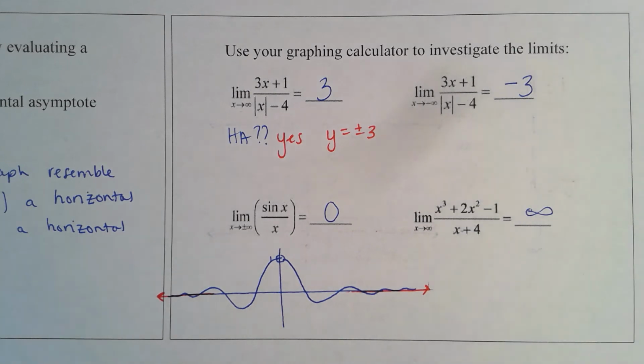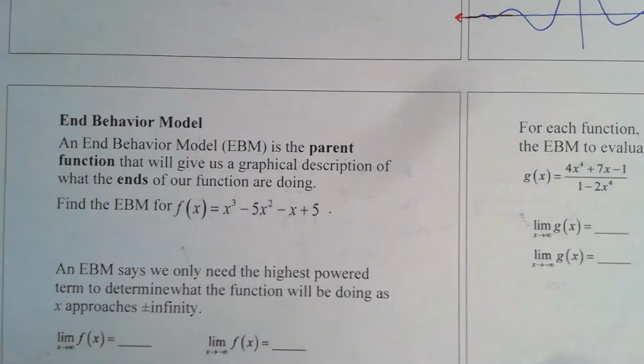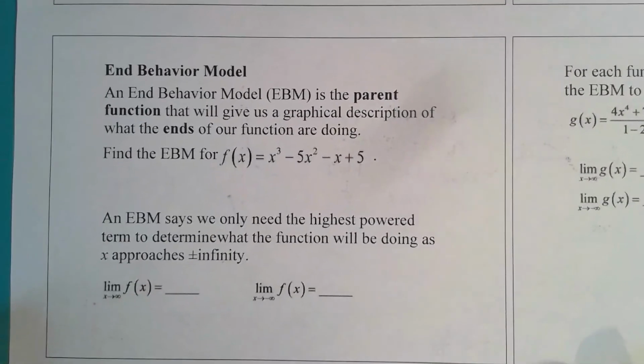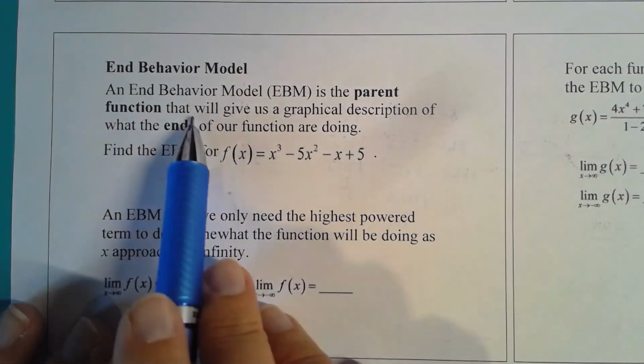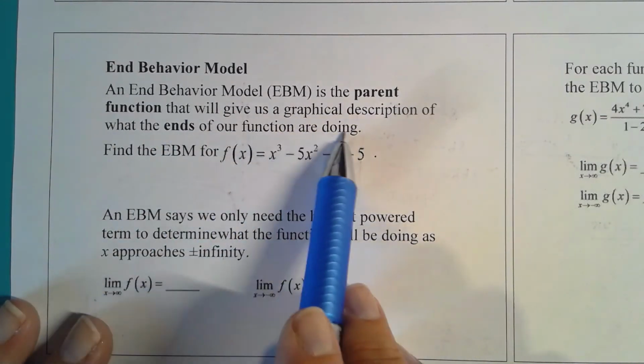All right, let's finish up. So let's finish up by talking about what we call an end behavior model. You've not called them end behavior models before, but you know exactly what this is. An end behavior model, which I will abbreviate as an EBM, is the parent function that will tell us graphically what the ends of our function are doing.